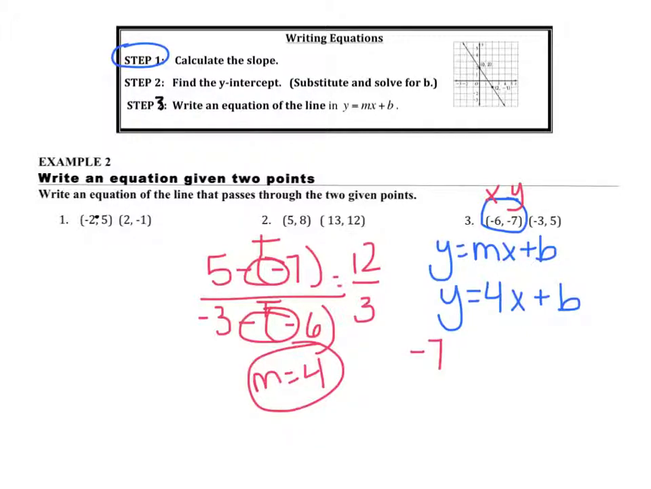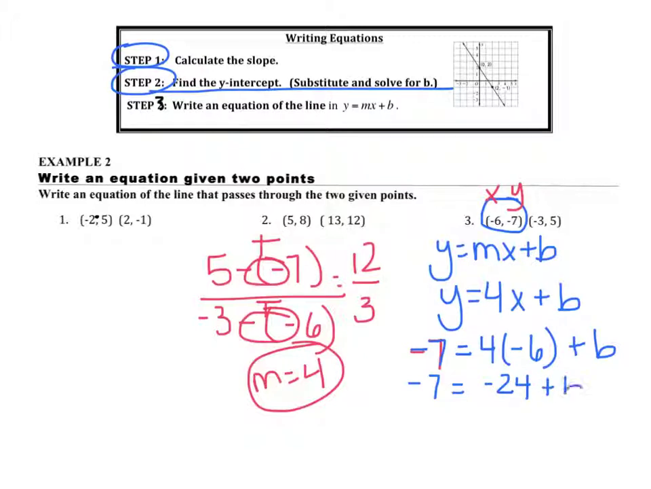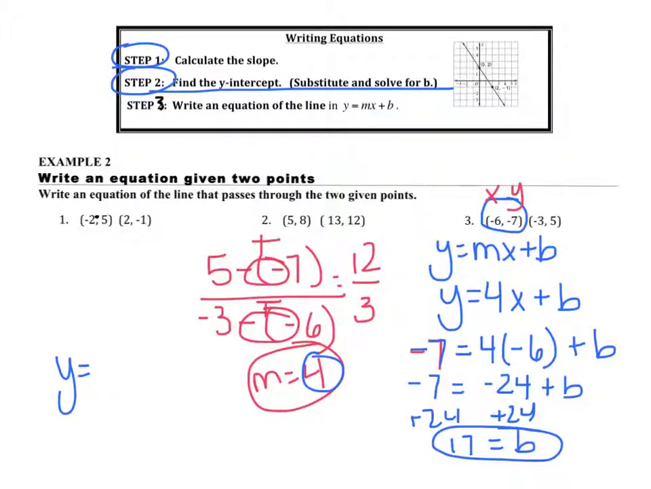So if my y is equal to -7, it's equal to 4 times -6 plus b. Now we're substituting and solving for b. So you're going to have -7 is equal to -24 plus b. Add 24 to both sides, so -7 plus 24 gives you 17. So b is equal to 17. Your y-intercept is equal to 17. Now let's go back and write our equation. y is equal to, I've got a slope of 4, and a y-intercept of 17.